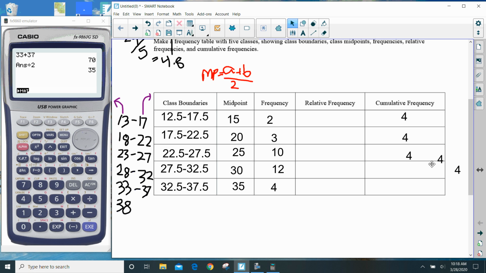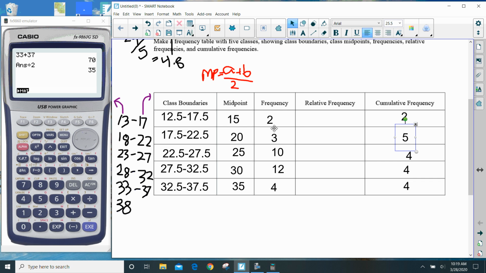All right, cumulative frequency. Cumulative, kind of like an accumulation, is the frequencies added up to that point. So for instance, at the very first level, the frequencies add up to be 2. To the second level, the cumulative frequency, the frequencies added up to that point, would be 2 and 3. So this cumulative frequency would be 5.